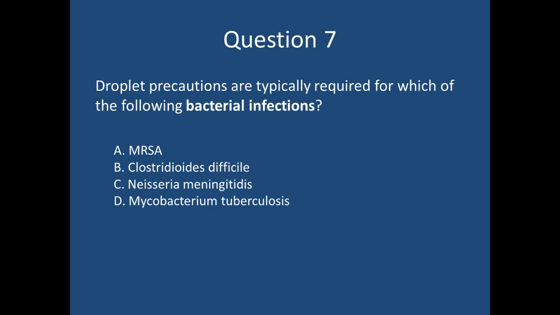Question number 7. Droplet precautions are typically required for which of the following bacterial infections? A. MRSA, B. C. diff, C. Neisseria meningitidis, and D. Mycobacterium tuberculosis. And the answer is C. Droplet precautions are typically required for Neisseria meningitidis.